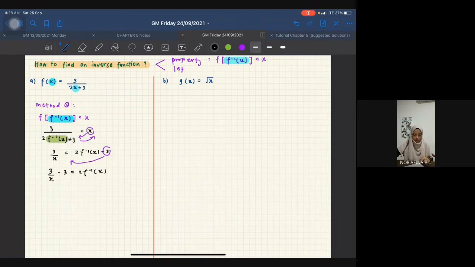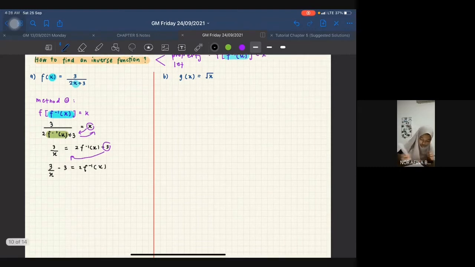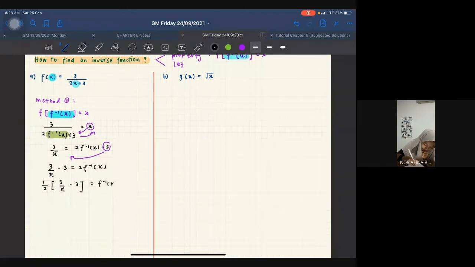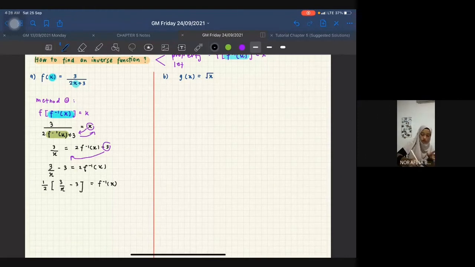Macam tu. Okay, so sikit lagi. Bagi pula dengan 2. So everything will be divided by 2. So you are going to have 1 over 2, and then 3 over x minus 3 is equal to f inverse. Okay, tapi kalau tengok kita punya equation sekarang ni, expression that we have on the left here, dia tak cantik sangat. Okay, dia tak kemas sangat. Saya pun macam sakit jiwa mandang.